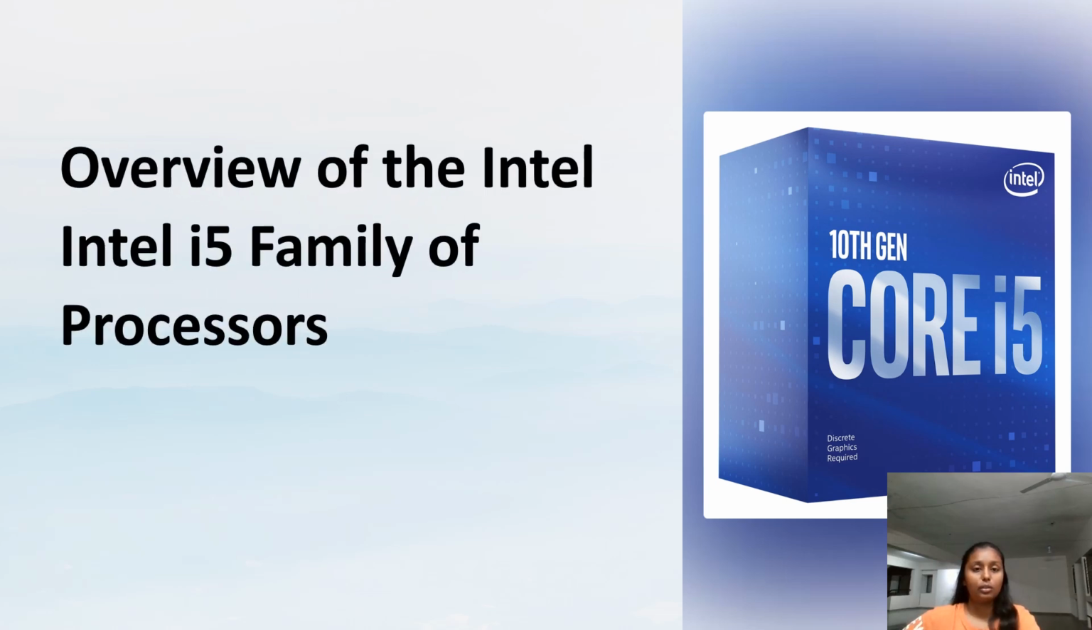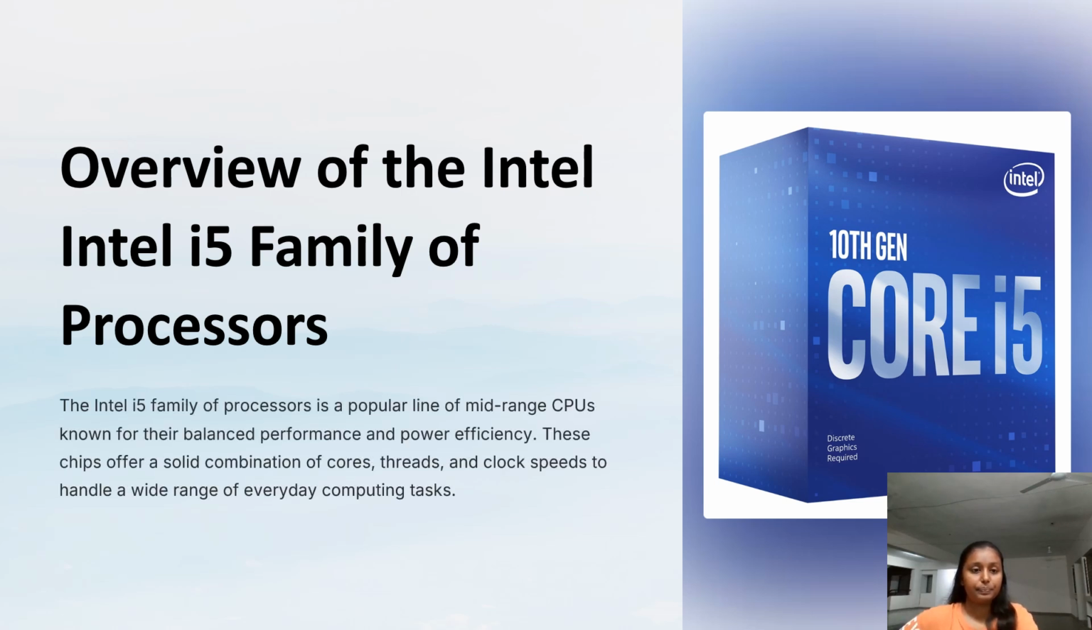The first slide is an overview of the Intel i5 family of processors. The Intel i5 family is a popular mid-range CPU known for its balanced performance and power efficiency. It offers a solid combination of cores, threads, and clock speeds to handle a wide range of everyday computing tasks, and it automatically increases the clock speed whenever needed and thus increases efficiency and performance.